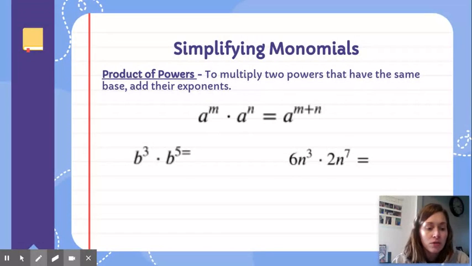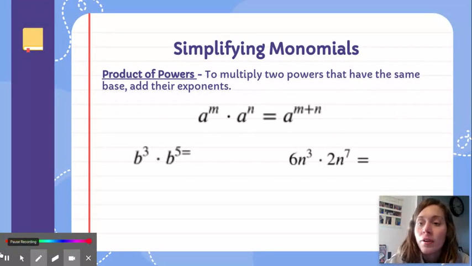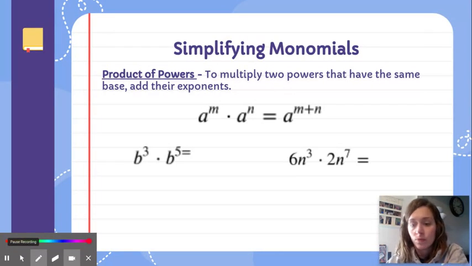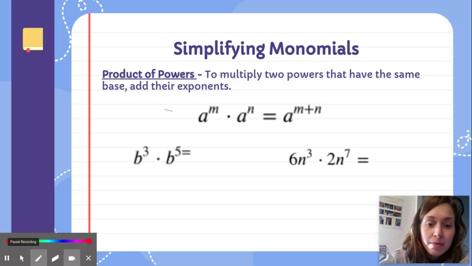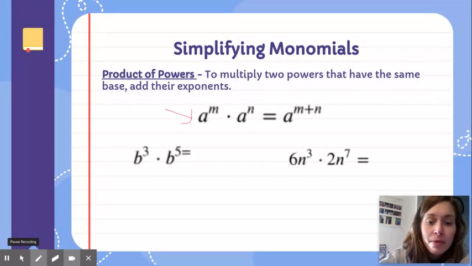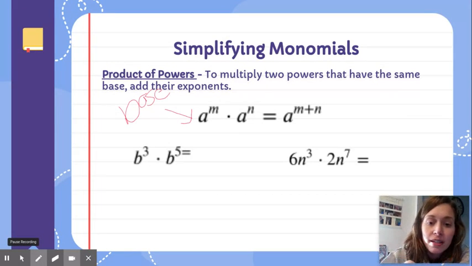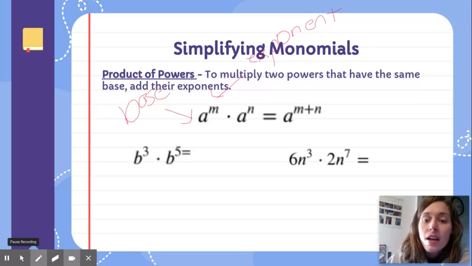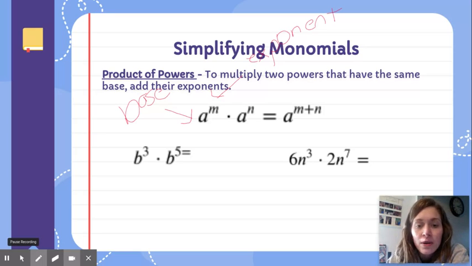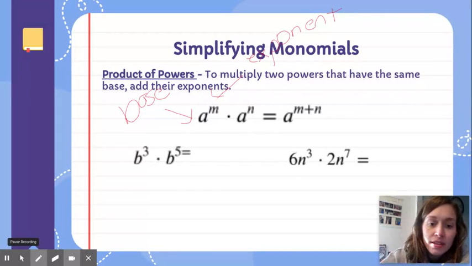To quickly refresh your memory, whenever we have something raised to a power with an exponent, the base is the big number, right? So in this example, a to the m, a is the base. We learned this last year. And m is the exponent, the little number it's being raised to. That's the exponent.